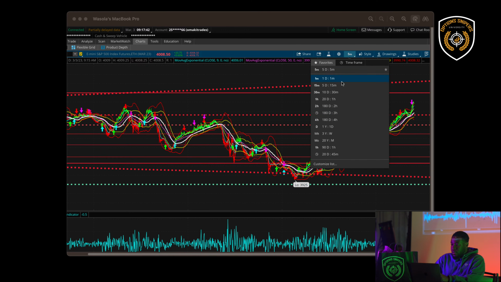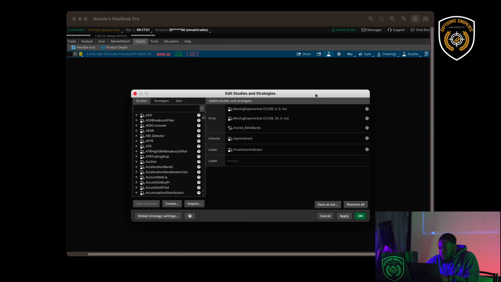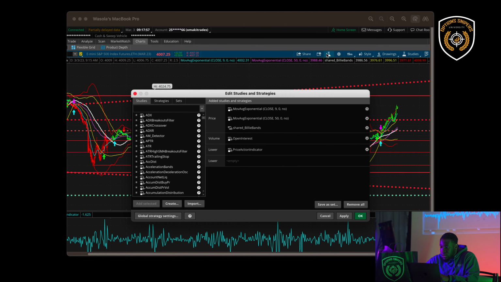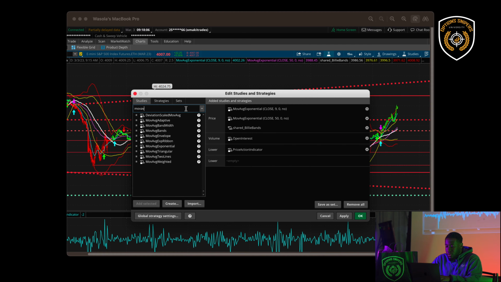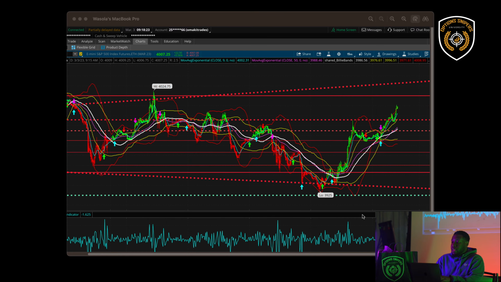The first one I'm going to look at is the 15 minute. What we want to make sure we're looking at is the 50 EMA. If you don't currently have the 50 EMA, when you get to Thinkorswim, click on Edit Studies, type in MovAvg, and then use exponential. Once you get there, hit the gear and type in 50. That would signify your 50-day exponential moving average. Then hit OK, and then hit OK.